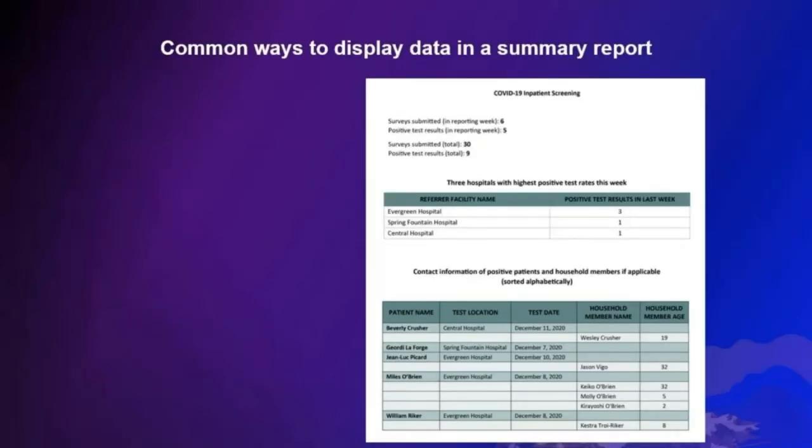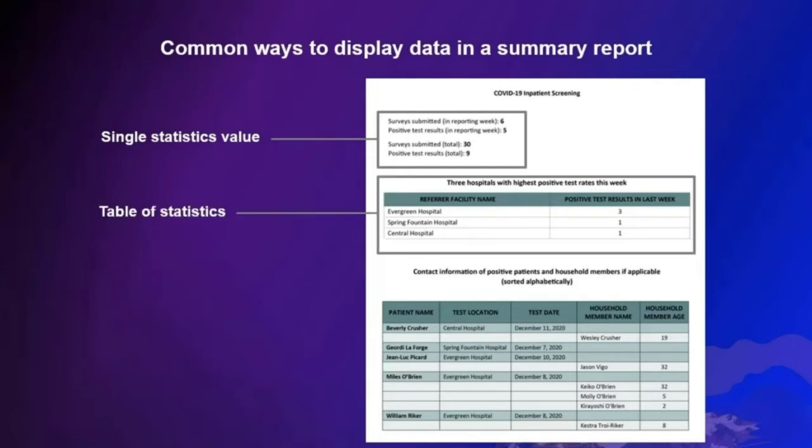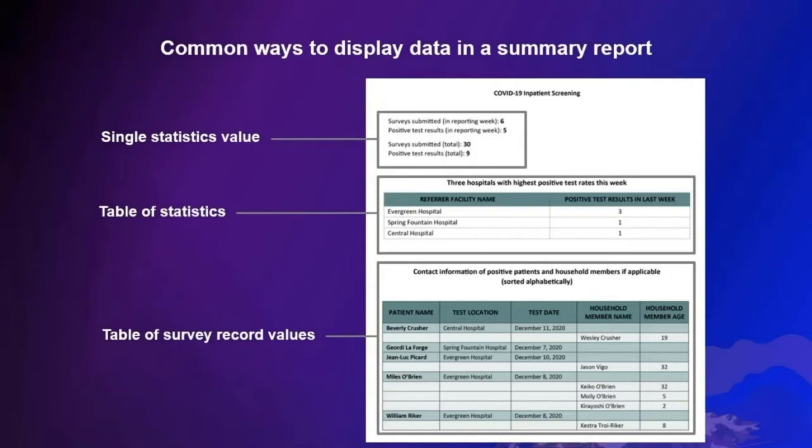This example shows a few common approaches of displaying data in a summary report, which include displaying a single statistics value, a table of statistics, or a table showing each response value.